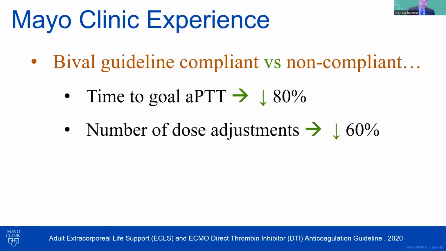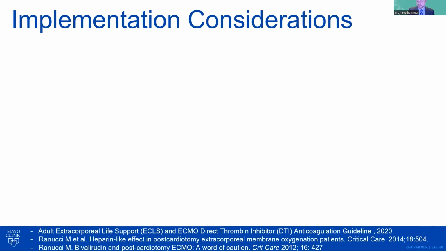In our experience, one thing worth noting is that if we tried to individualize bivalirudin dosing, although we thought we were doing it well, we weren't when compared to those who were protocol compliant. Looking at those that were protocol compliant with bivalirudin, we had an 80% reduction in the time to APTT achievement for appropriate intensity. And the number of times that we had to adjust the dose was reduced by 60%.